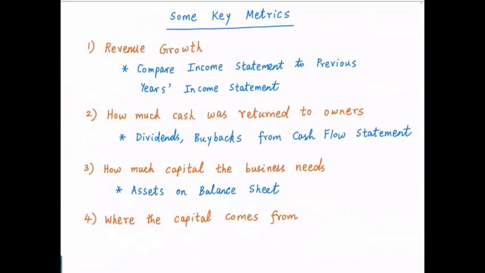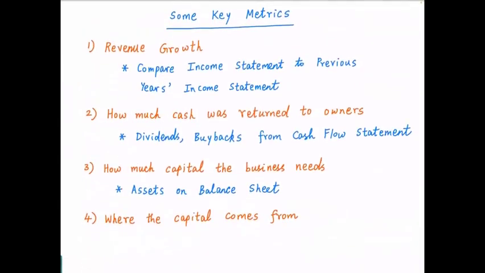The next thing is, let's say a business needs $1 billion to run. Now, where exactly does this $1 billion come from? How did the business get this $1 billion which it needs to run? If I want to find that out, where will I look? If you just look at one year's worth of the cash flow statement, it may tell you nothing about where the capital in the business comes from, because the capital may have been contributed in some previous year. Right, it's the balance sheet.